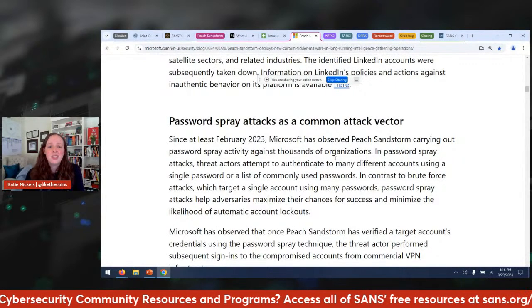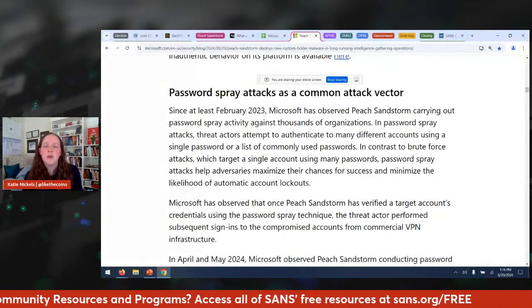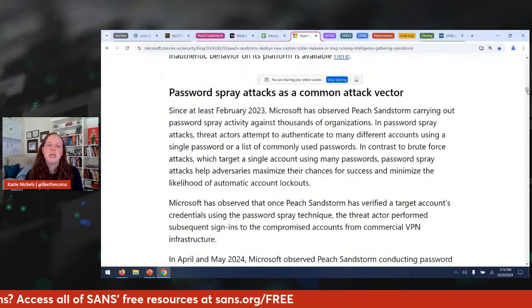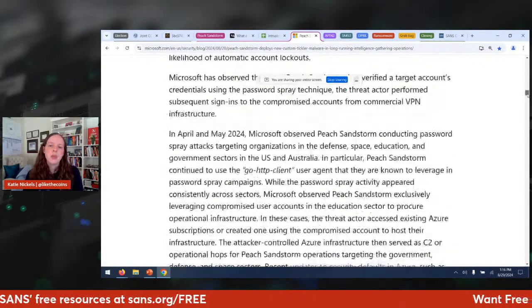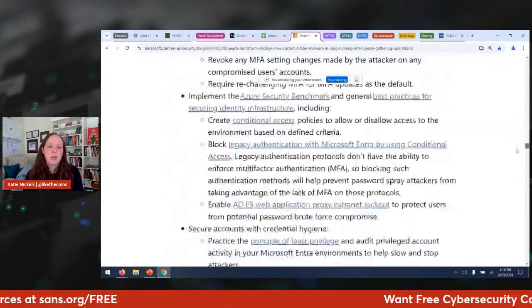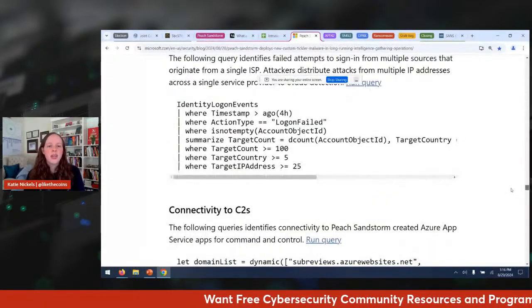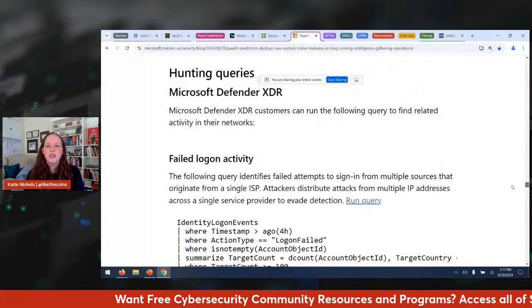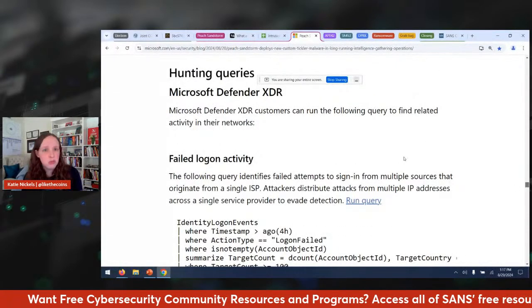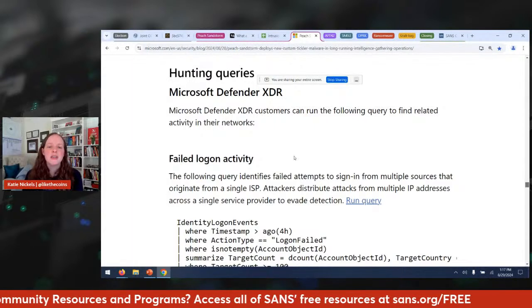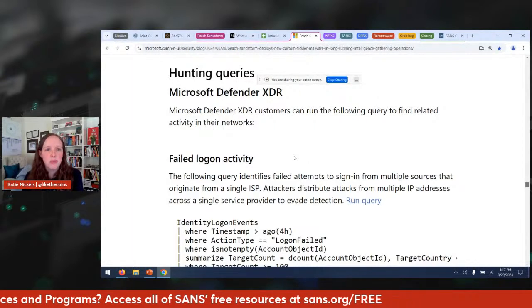And this is one that is pretty detectable, right? If you have the right things in place. So one thing to look out for: Peach Sandstorm. One thing I really appreciate about Microsoft's blogs, in addition to the nice graphic, if you scroll down to the end, they have a bunch of really helpful, actionable information, which intelligence should always be actionable, and queries on how you can identify this activity.